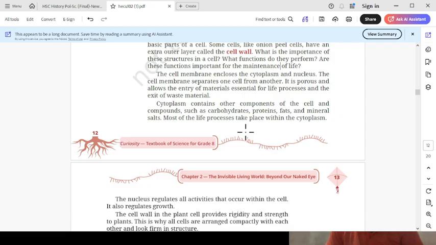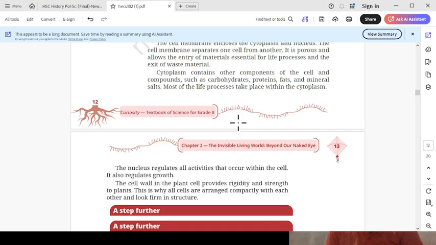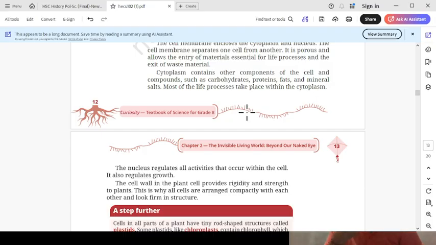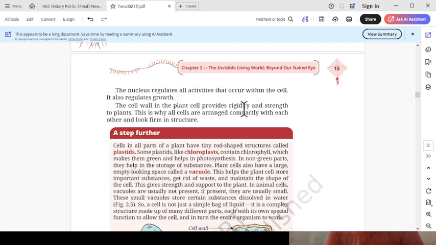Cytoplasm contains other components of cells. So basically in cytoplasm, other components of the cells are present, such as compounds like carbohydrates, proteins, fats and mineral salts. Most of the life processes take place within the cytoplasm. Further, the nucleus regulates all activity that occurs within the cell. It also regulates the growth of the cells. So here is the function of the nucleus.